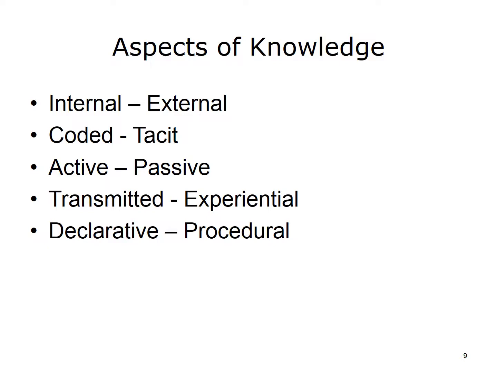Let's look first at internal versus external knowledge. Some knowledge is internal to us, or in our minds, while other knowledge is external or in the world. When we use a GPS while driving, it is usually because we do not know the way, or maybe the quickest way. Thus, we do not have internal knowledge, and we rely on the external knowledge that resides in the GPS system. Knowledge can also be classified as coded or tacit.